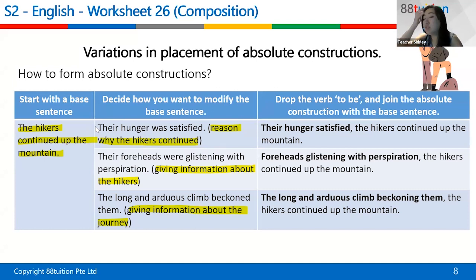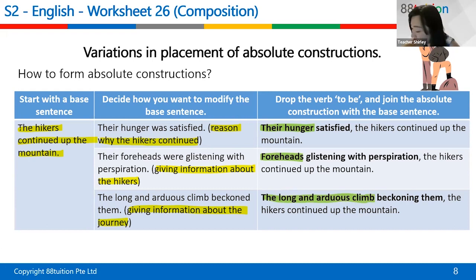Once you've generated some ideas, you then think about how to construct them into absolute constructions. Remember, there's always a noun phrase at the beginning. So, their hunger: their is a pronoun, hunger is a noun. This is the noun phrase. And then it comes with a verb. The verb is satisfied. This one also, foreheads. Foreheads is the noun. The long and arduous climb.